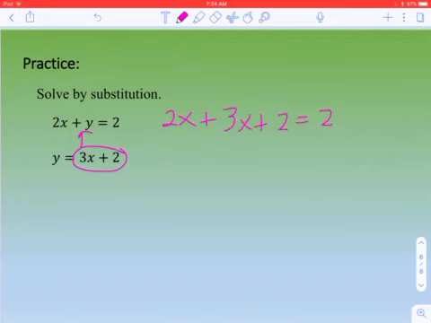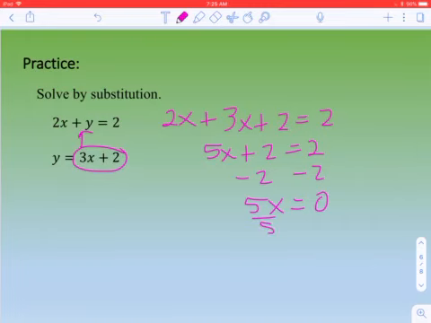So now I'm going to simplify. I add the variables. So 5x plus 2 is equal to 2. I'm going to subtract 2 from both sides of the equation. So 5x is equal to 0. Divide by 5. So x is equal to 0.